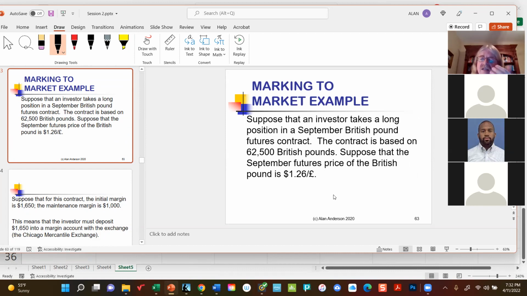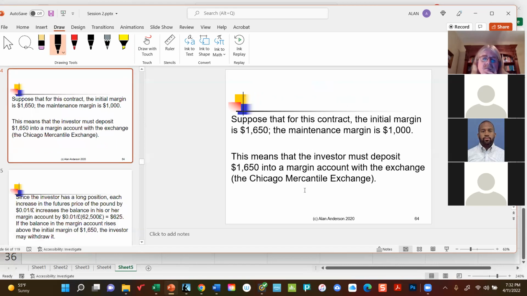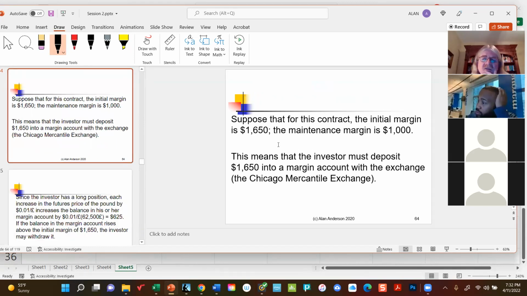Now, having said that, unlike the forward contract where I just wait till September and then buy the pounds, here there could be cash flows coming into or out of my pocket in the meantime based on my margin account. Now, let's just assume for simplicity that the initial margin that I have to put up is $1,650, and then the maintenance margin is $1,000, which means if the balance falls below that level, I have to bring my balance back not to $1,000, but to $1,650.